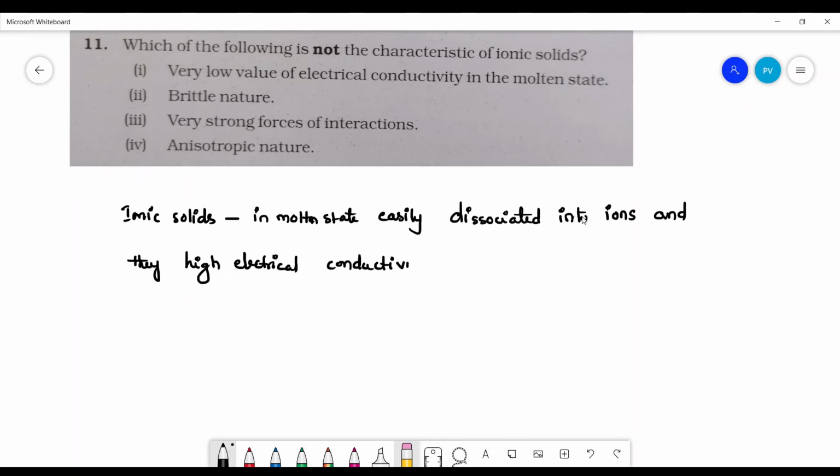But in statement 1 they have given that they have very low electrical conductivity in the molten state, so that is wrong. So option A is correct.